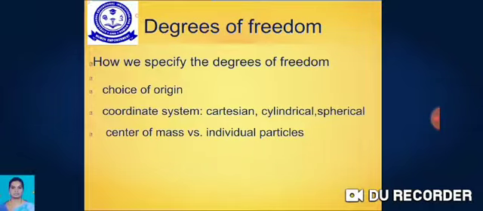So, how we specify the degrees of freedom depends upon the choice of origin. We know that we had studied in mathematical physics Cartesian coordinates, cylindrical coordinates, then spherical coordinates, then center of mass versus individual particles.